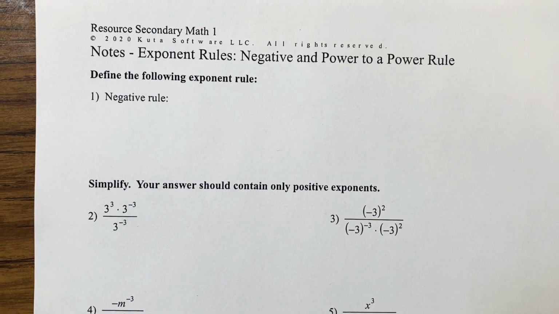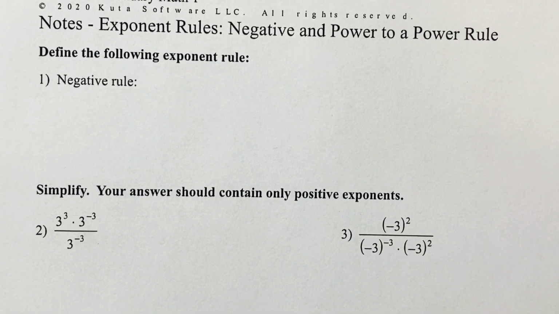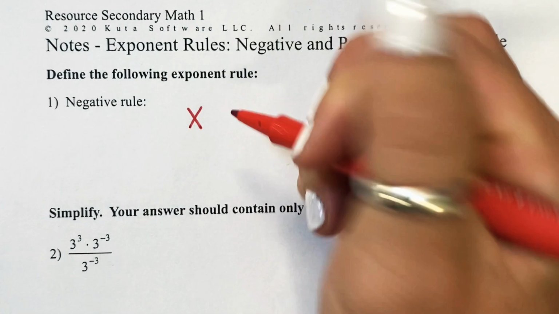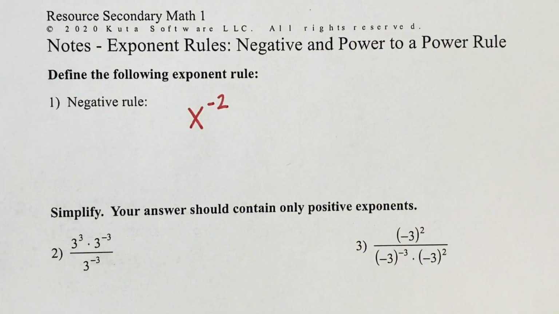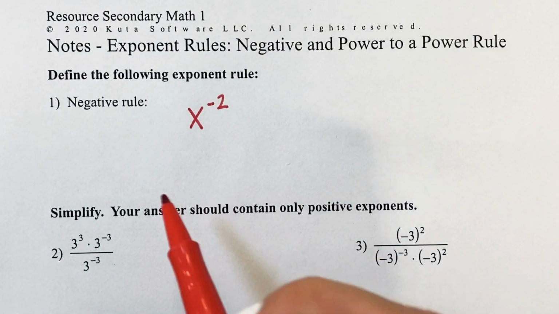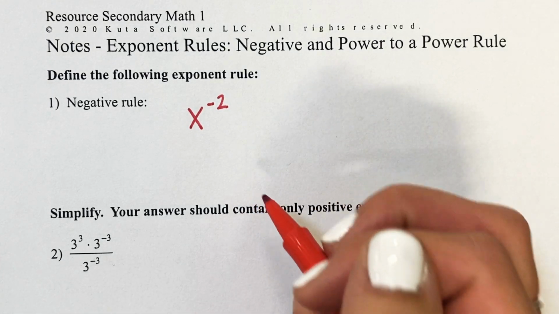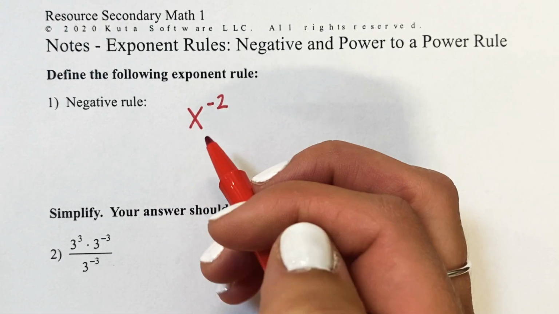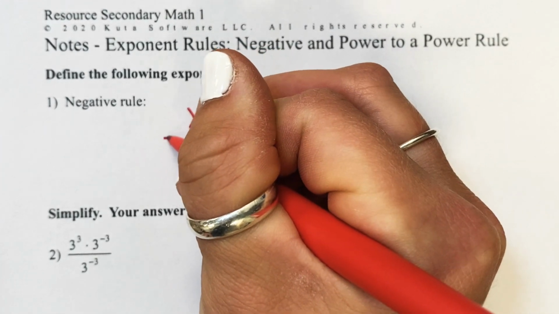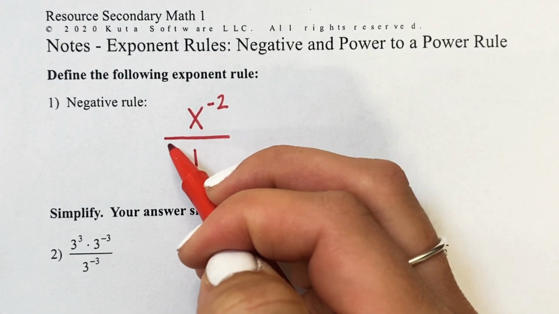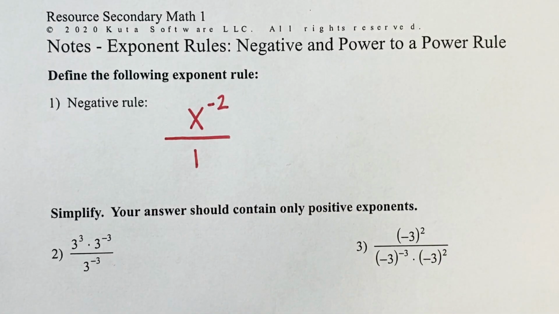So first of all, let's define the negative rule. Let's say I have x to the negative second power. What happens? How do we fix it? In order to simplify these expressions, we have to make sure that all of our negative exponents are gone. We have to turn them into positive exponents. Here's what happens. Every single whole number is always over 1. Any whole number has an invisible 1 under it, just like 1 is always that creepy number.